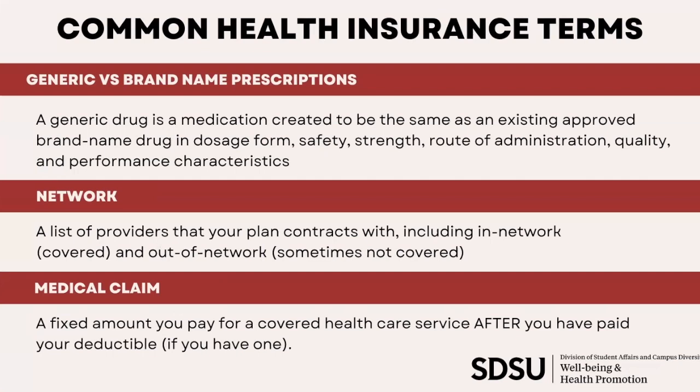The last slide covers terms that describe the relationship between your provider and your insurance. Your insurance will provide you with their network, which is a list of providers that your plan contracts with, including your in-network, covered, and out-of-network, sometimes not covered. It is important to know your insurance network when choosing where to seek your services. Going out of network will often come with an additional cost, so make sure to confirm with the provider that they are in network before scheduling your appointment.